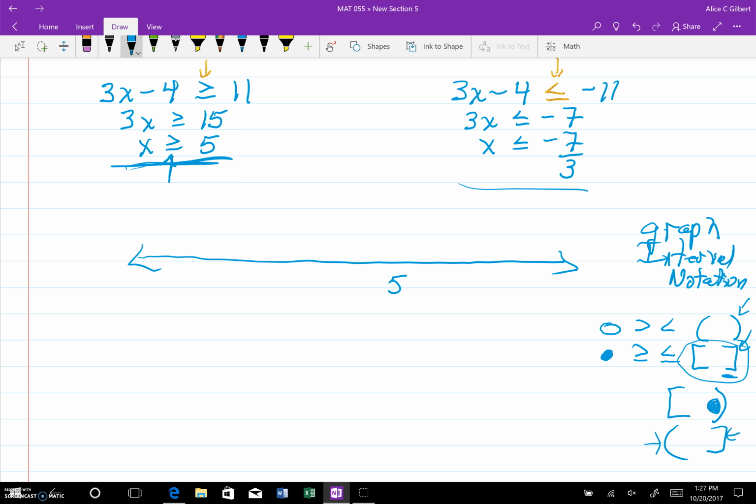So let me think of some things that x can be. So can x be 4? Well, is 4 greater than or equal to 5? No, it's not. How about 3? 3 is not greater than or equal to 5. So I know this is not going left. Let's just double check and see about going right. So is 6? Let's try 6. Is 6 greater than or equal to 5? It is. How about 7? Yes. How about 8? So I know that my graph is going to go in this direction. And so my bracket needs to show that it's going that direction.